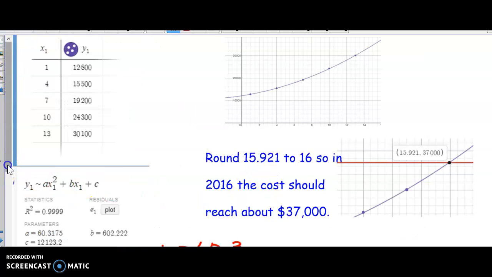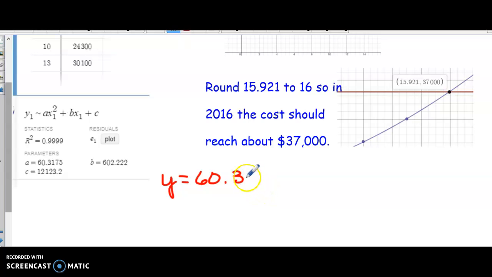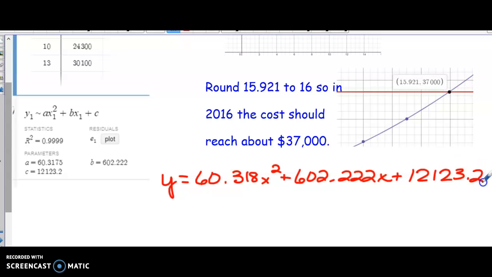Awesome. All right, so 60.318x squared plus 602.222x plus 3.2. So if I graph that, right, and now I want to know what would be my cost. So what I'm looking for here is when y is equal to 37,000. So this is my y-axis here, 37,000.